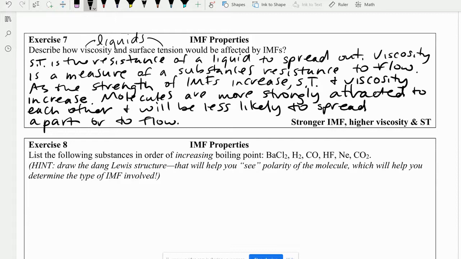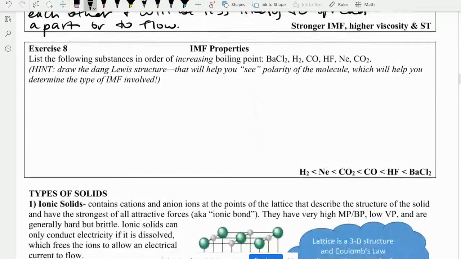All right. I said surface tension is the resistance of a liquid to spread out, where viscosity is a measure of a substance's resistance to flow. And as the strength of intermolecular forces increases, the surface tension and viscosity will also increase. And that's because molecules are more strongly attracted to each other and will be less likely to spread out or to flow. All right, let's try exercise 8.